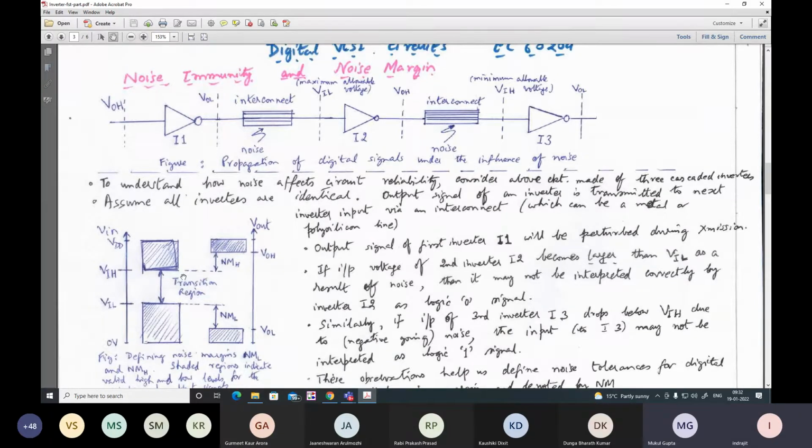Here we see that suppose it has been fixed, so that transition region is called the forbidden region. For proper digital operation there is a margin allotted for the signal variation due to noise. Noise may sometimes become unavoidable. We cannot make it completely zero. But there is some margin.